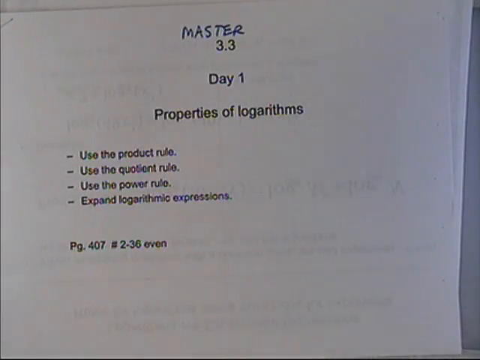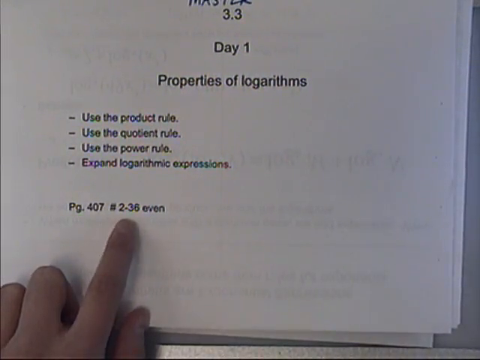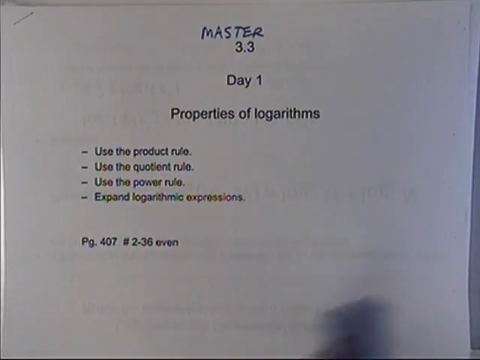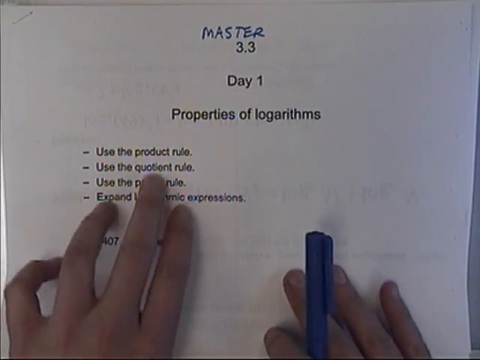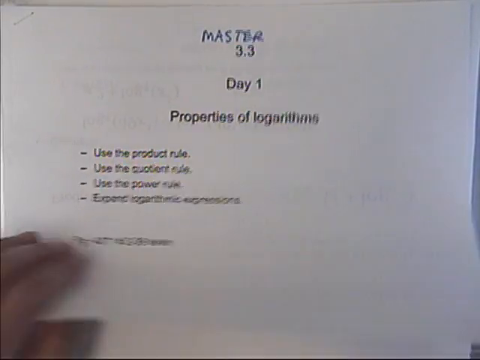Okay, this is 3.3 day 1, properties of logarithms. The assignment is 407, 2 through 36, evens only. Now, there are 3 basic properties of logarithms: the product rule, the quotient rule, and the power rule, and we're just going to go through those one at a time.